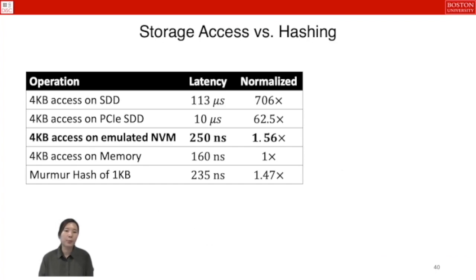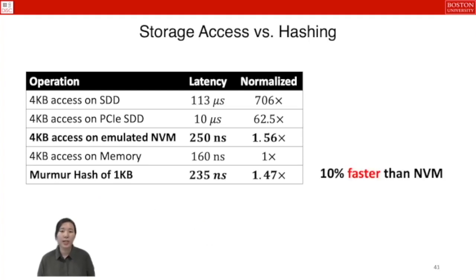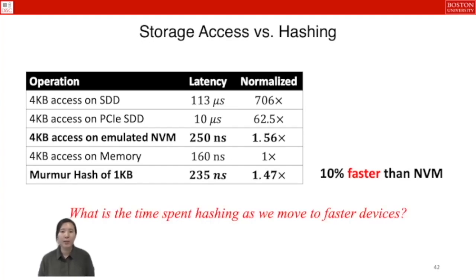What will happen when we move to faster storage devices? The future NVM is expected to have access latency around only 250 nanoseconds. On the other hand, the murmur hash takes 235 nanoseconds for a 1 kilobyte key, which is only 10% faster than NVM. So this leads us to question, what is the time spent on hashing as we move to faster storage devices?